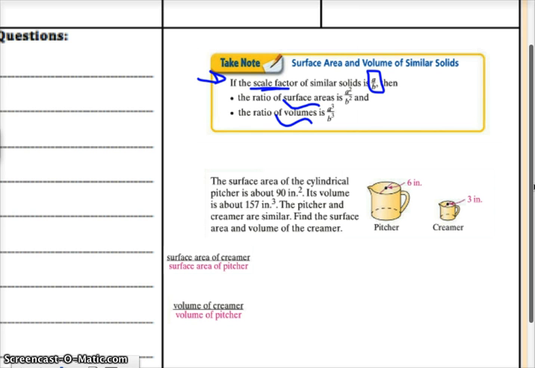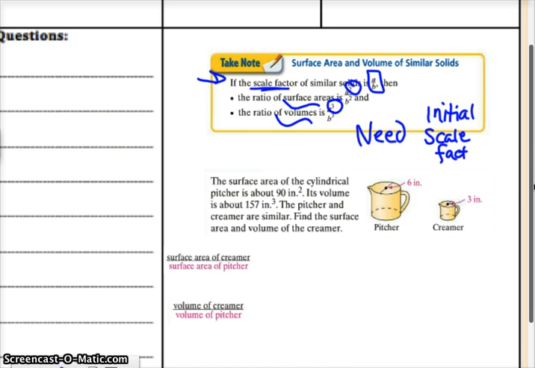What helped me with this? If you're doing area, how many dimensions are you? I'm a two-dimensional thing, right? If I'm doing area, I'm squared. Area is always squared. If I'm doing volume, what am I? Cubed. So that helped me realize what I needed to do with the numbers. What you always need is your initial scale factor.